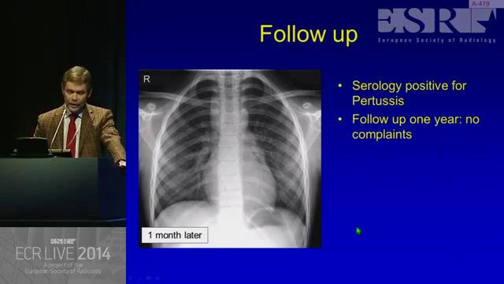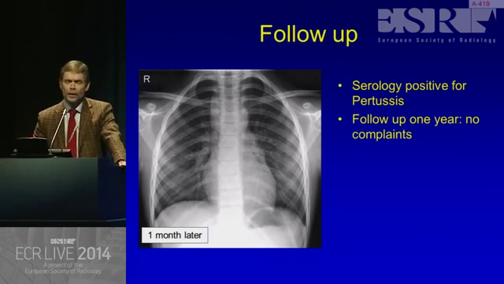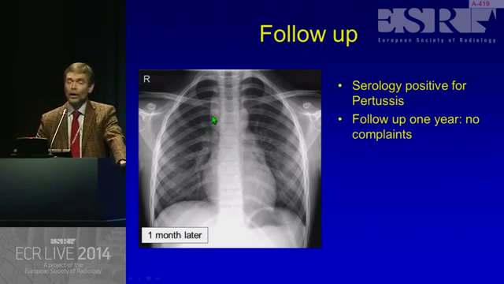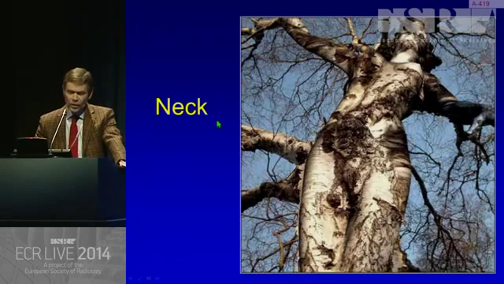So we didn't do anything, we just waited. She turned out to have pertussis that was causing her complaints. This was one month later, exactly the same, and she's still doing well, and after years it's slowly becoming smaller and smaller, like normal thymic tissue will do. So these are different manifestations of thymus. Let's make a short visit to the neck, and this can be a tree or a person with a skin disease, whatever you want.